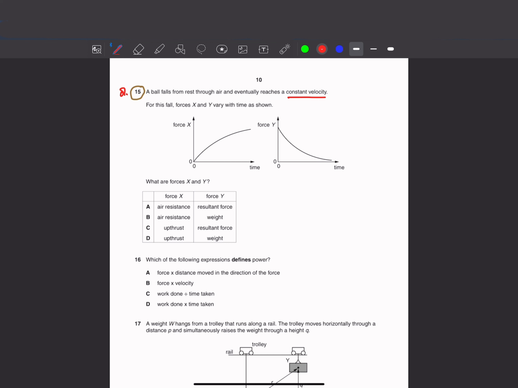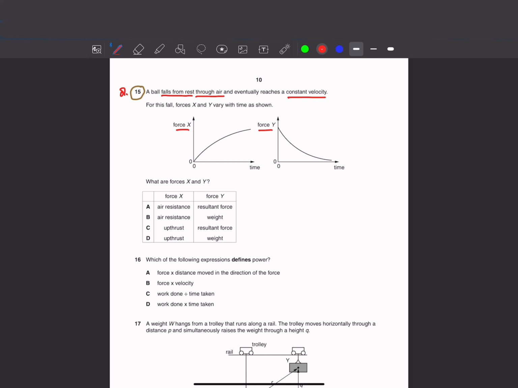Eventually reaches a constant velocity passing through air. Falls from rest. So all this information you have. For this fall, forces X and Y vary with time as shown. What are forces X and Y?